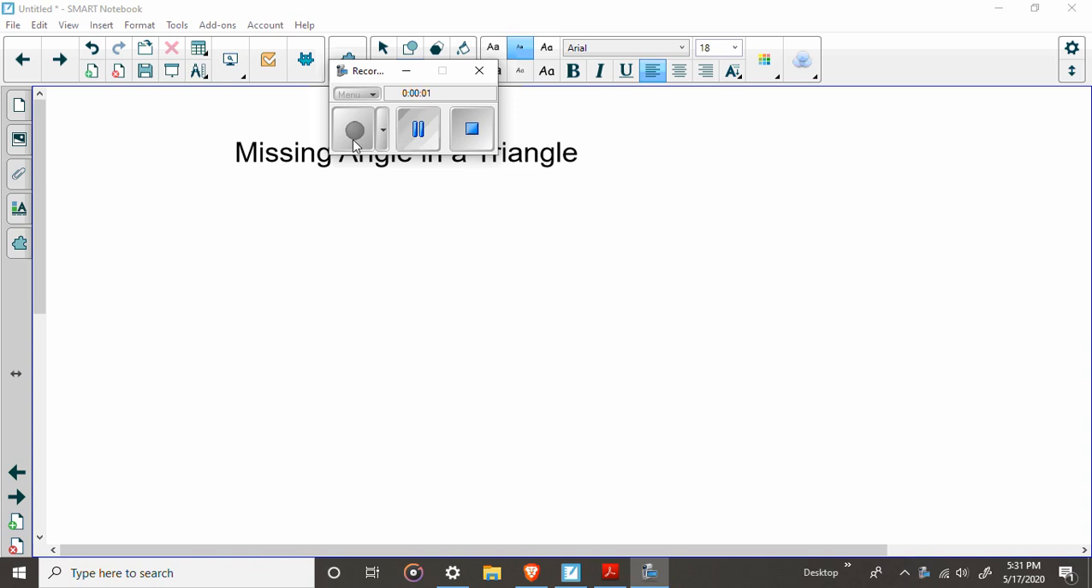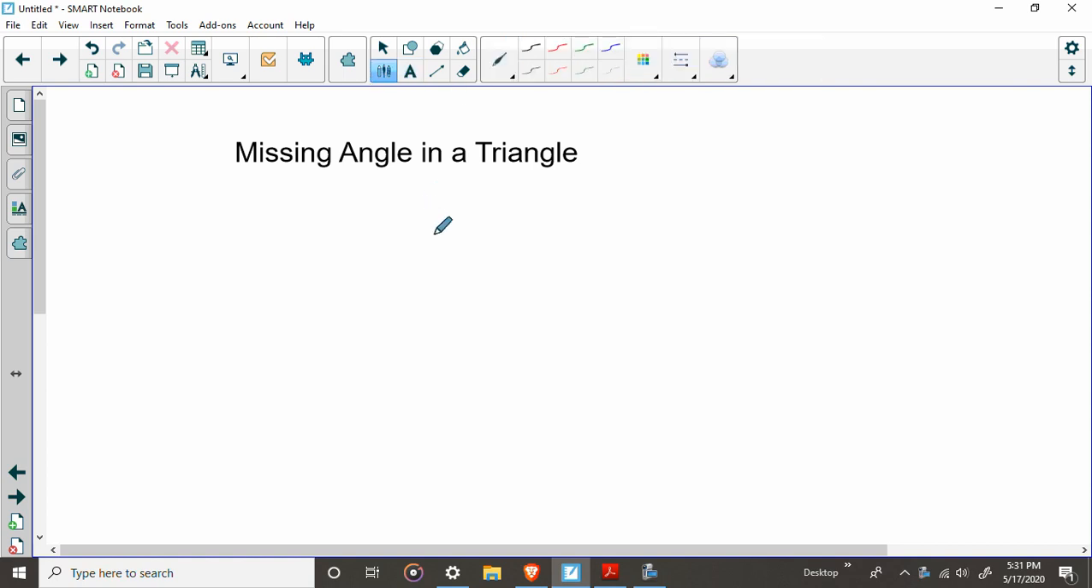Guys, today I'm going to tell you real quick how to find the missing angle in a triangle. The most important thing you need to understand is that all triangles have an angle sum. In other words, if you add all three angles, all triangles have a total of 180 degrees between those three angles. I will show you proof of this at the end of this video.